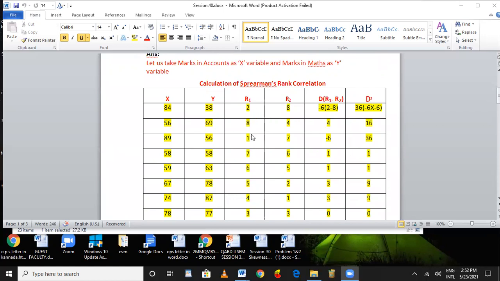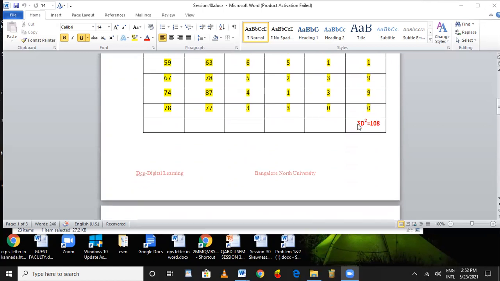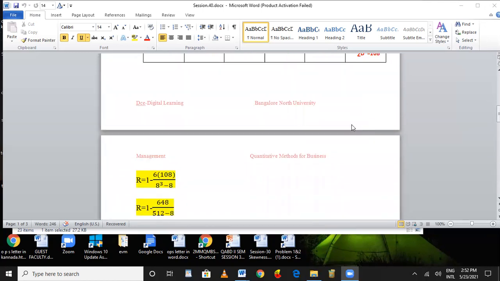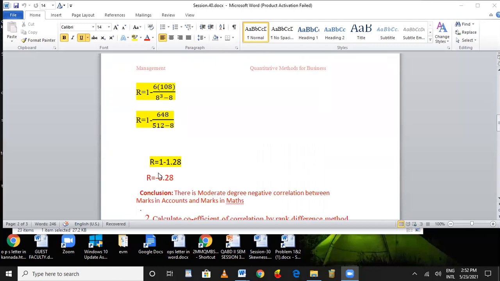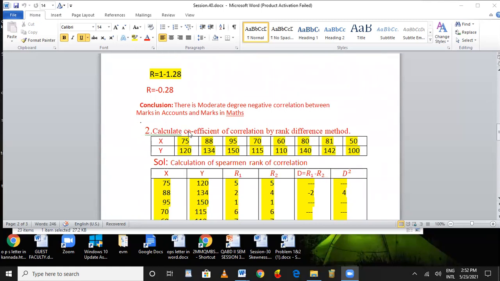R1 has to be calculated, and R2 has to be calculated. Then R1 minus R2 is D. D means the difference between the first judge and the second judge. Then you have to calculate D square, get the sigma D square, and apply the formula for the rank correlation: 1 minus 6 sigma D square, which is 108, divided by 8 cube minus 8. So we get R equal to 0.28. So this is the rank correlation.